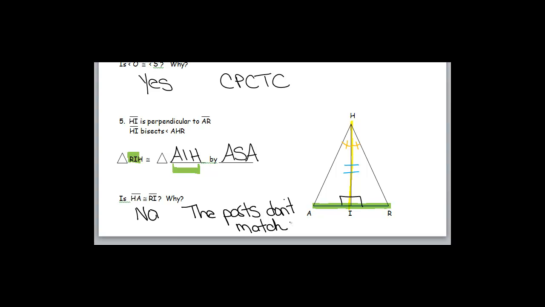So, as you can see through these 5 examples, every problem is different. You have to pay very close attention to the clues that are provided to you and make sure that you mark your diagram accurately, and then you should be well on your way to being able to prove that triangles are congruent. Good luck.